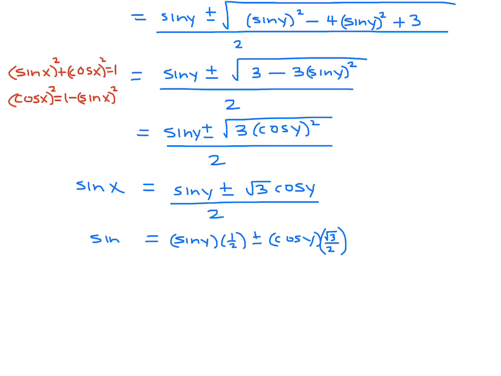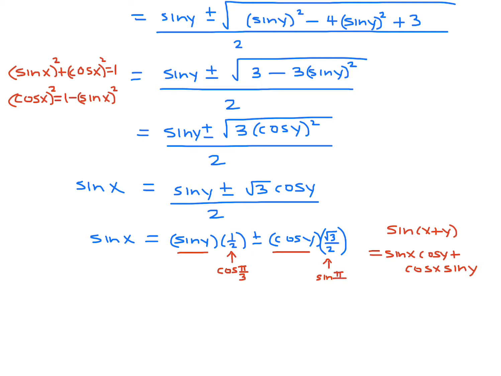Now at this point, we will use another trigonometry rule, and that rule is as follows. If you have the sine of x plus y, that is equal to the sine of x times the cos of y plus the cos of x times the sine of y. And in this one, this right here, we just leave alone, but this is the same as the cos of pi over 3. This we leave alone, but this is the same as the sine of pi over 3.